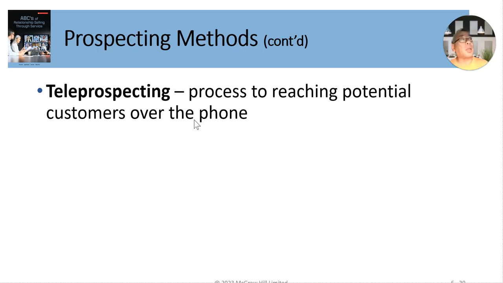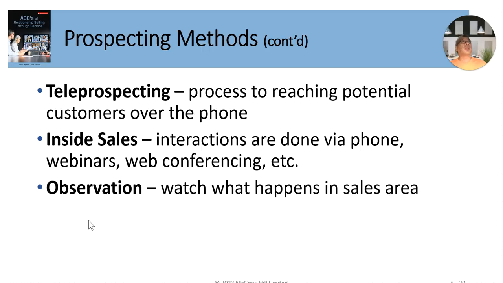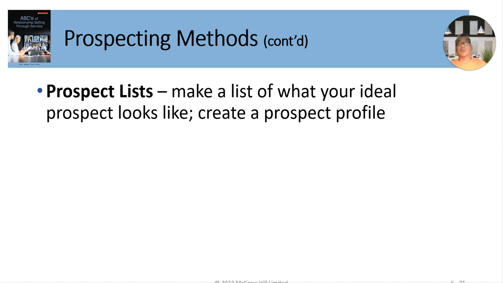Prospecting means reaching potential customers over the phone. Inside sales interactions are done via phone, webinar, and web conferencing. Observation: what happens in the sales area. Networking: making and using contacts, always on the lookout.